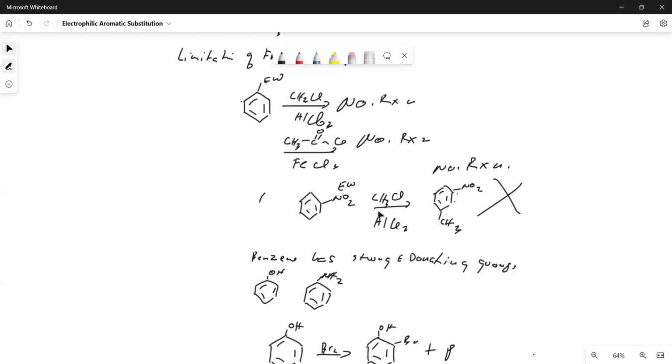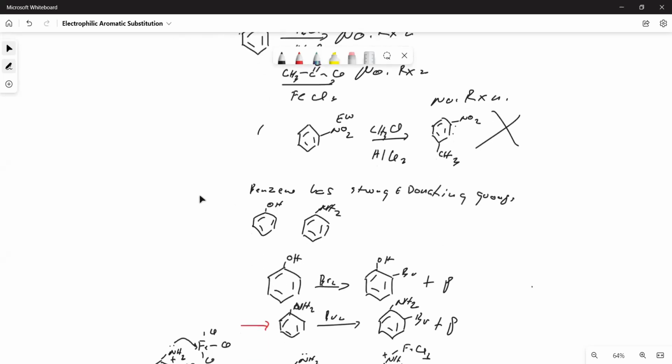For example, here, you have nitrobenzene. You subject this to a Friedel-Crafts methylation reaction. And NO2 is a meta director, right? Because it is an electron withdrawing group. So you are expecting this product, methyl, attached at the meta position. But this can never happen. You cannot produce this product because NO2 is an electron withdrawing group. So there will be no reaction.